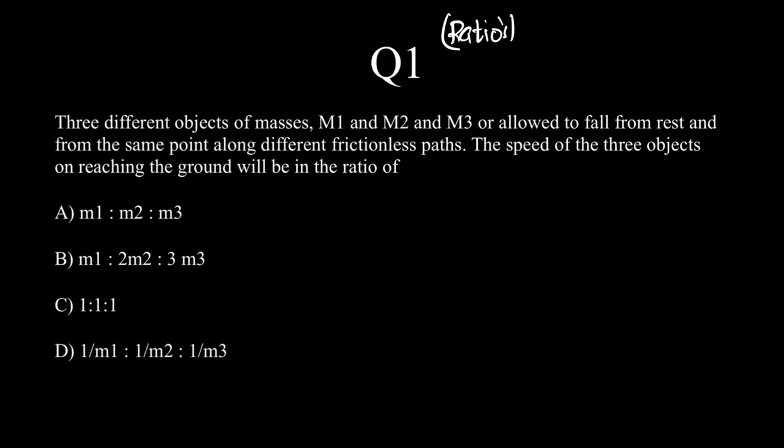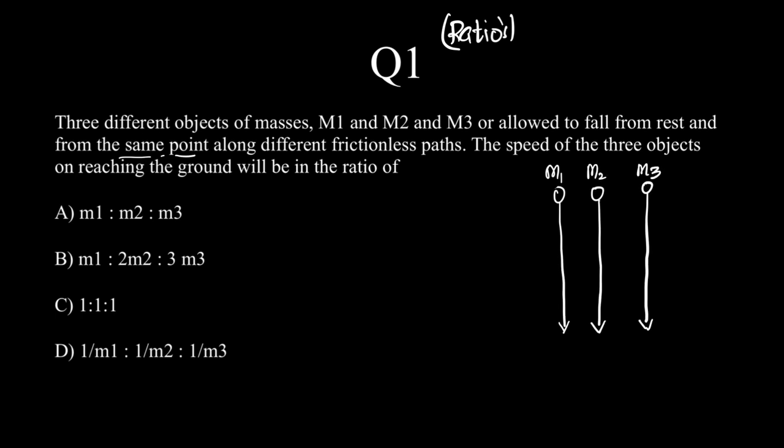So, let us assume that there are three bodies here. This is body 1. They are dropped from the same point, which is as equal as saying they are dropped from the same height. Now the weight of the first body is m1, the weight of the second body is m2, and the weight of the third body is m3.